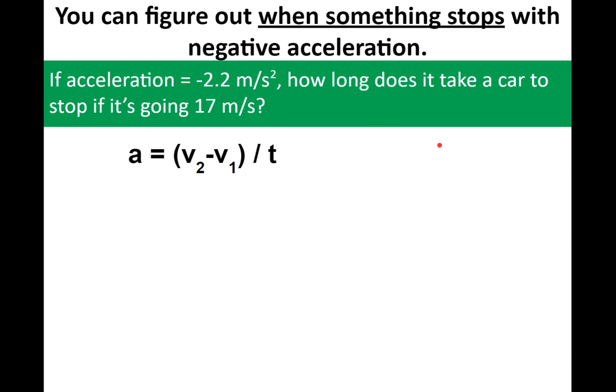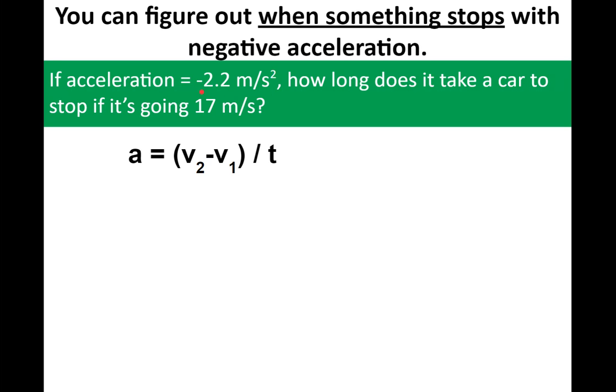All right, so you can figure out when something stops with negative acceleration. This is kind of funny because this is just using this equation in a way that is not immediately obvious. I know you guys will be able to figure out just this. Like, if I give you velocity 2 and velocity 1 and the time, you'll be able to figure this out. But I'm going to show you something a little bit more tricky. So if the acceleration is negative 2.2 meters per second squared, that means it's going slower and slower. It's slowing down. If this is negative, it means it's slowing down.